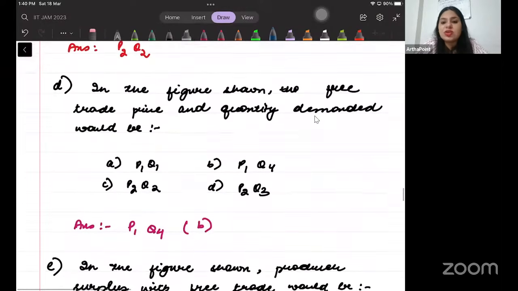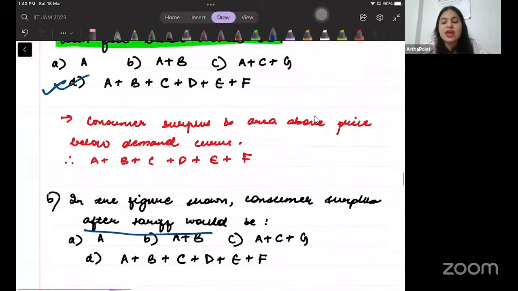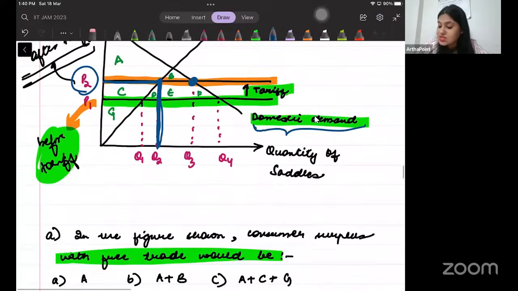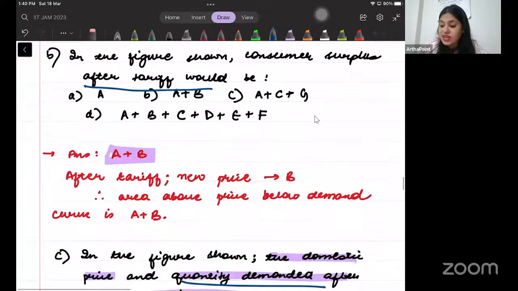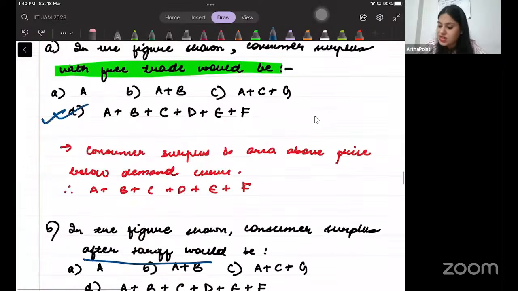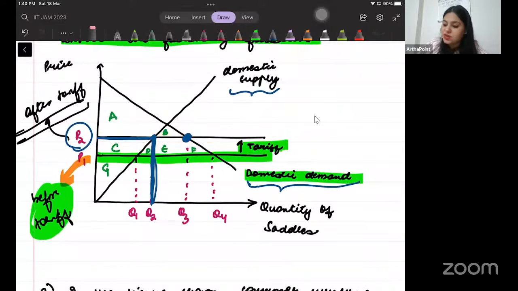Now it says in the figure shown, the free trade price and quantity demanded would be. So now just come back. It is asking free trade, which means when there was no tariff involved. This does not use the word domestic, so you have to be very careful. The earlier question used the word domestic. This is using the word free trade, price and quantity demanded. So when I talk about free trade, this part is free trade.